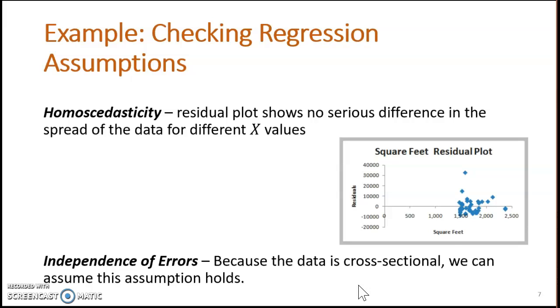And lastly, independence of errors. The home market value data is cross-sectional data. So in this particular case, we can assume that these assumptions will hold.